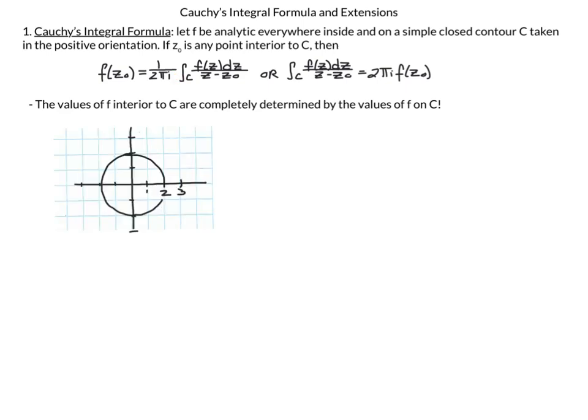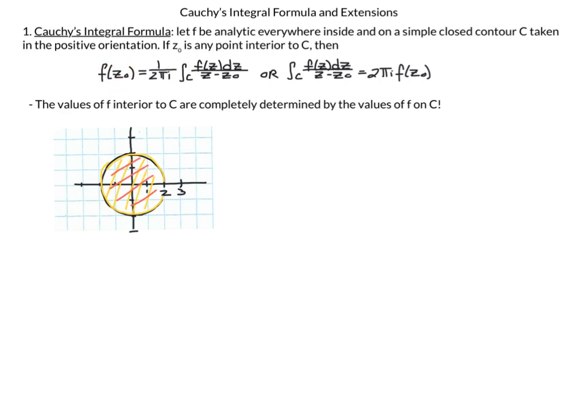I'm going to use this circle here as an example of a closed contour. It's my circle of radius 2, and actually it's in the positive direction, so I should be drawing my circle in the counterclockwise direction. So if f is analytic everywhere inside and on the closed contour C, then if z naught is any point interior to C, so z naught is anything in here, not including the boundary, not including C, then we can evaluate f at z naught.